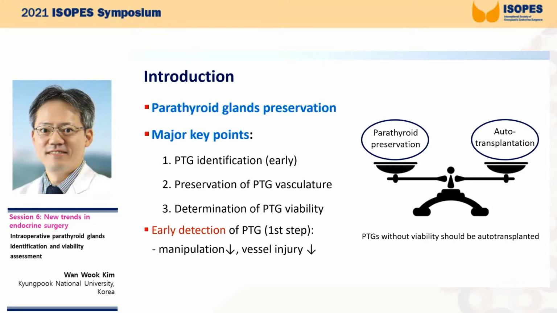A major key point in preserving the parathyroid gland is to identify the parathyroid gland precisely, preserve its vasculature, and finally assess its viability. To preserve the parathyroid gland well and minimize loss of function, precise localization of the parathyroid gland is the first step. So, we can minimize manipulation of the parathyroid gland and reduce damage to nearby blood vessels. If the vasculature of the parathyroid gland is damaged, this parathyroid gland without viability should be auto-transplanted.